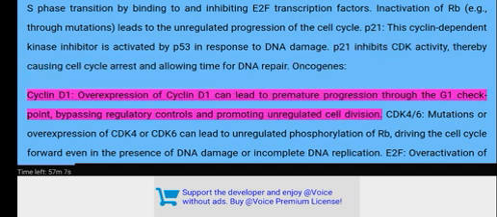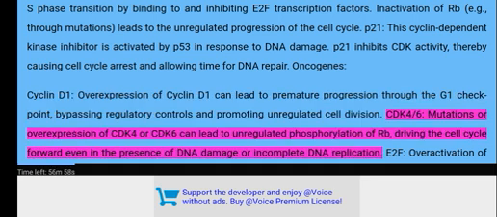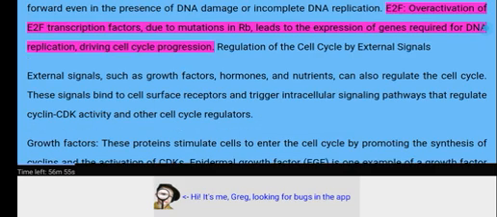Oncogenes. Cyclin D1: overexpression of cyclin D1 can lead to premature progression through the G1 checkpoint, bypassing regulatory controls and promoting unregulated cell division. CDK4/6: mutations or overexpression of CDK4 or CDK6 can lead to unregulated phosphorylation of RB, driving the cell cycle forward even in the presence of DNA damage or incomplete DNA replication. E2F: overactivation of E2F transcription factors, due to mutations in RB, leads to the expression of genes required for DNA replication, driving cell cycle progression.